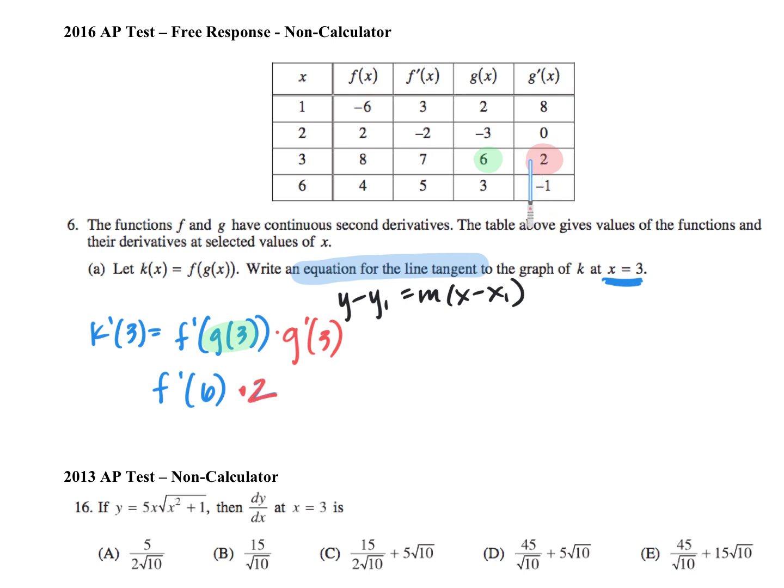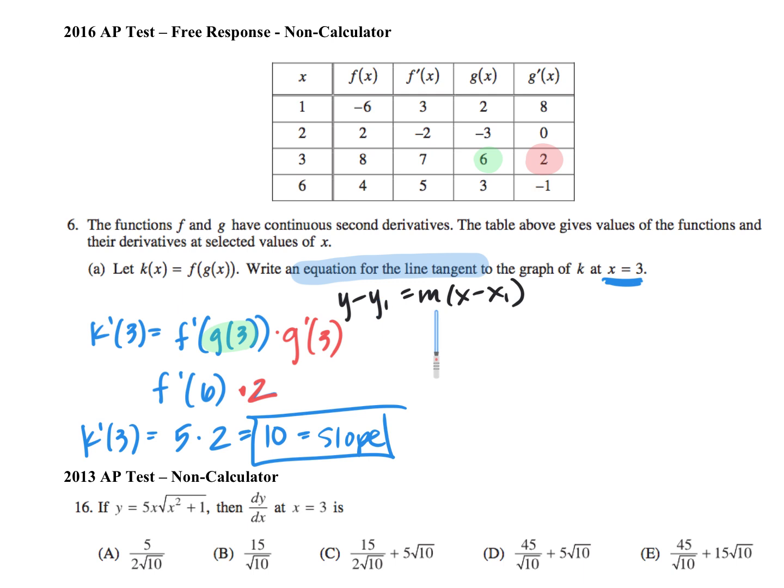g prime of 3 is 2. You guys, then we just take f prime of 6 times that 2. f prime of 6 is 5, which is 10. So you're saying f prime of 6 was 5, times that 2 gets me 10. My slope is 10. And since we know g of 3 is already 6. That's so good. He says, all right, we've got a slope.